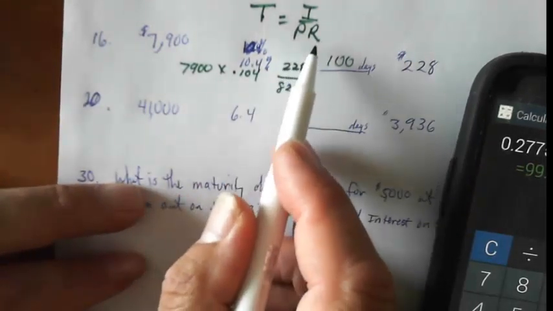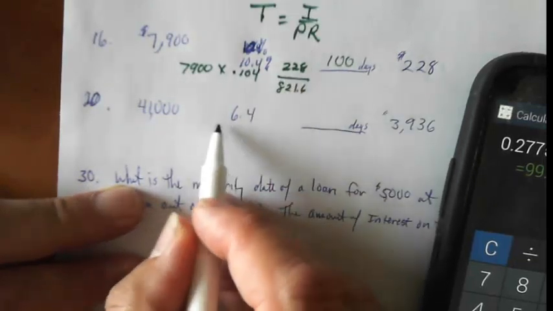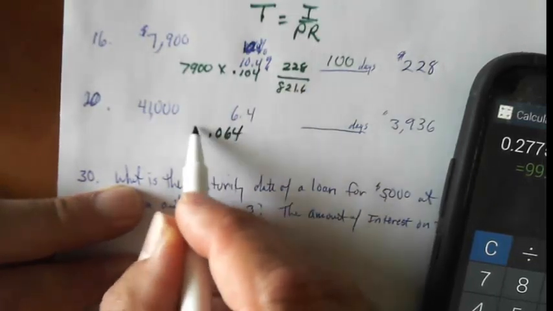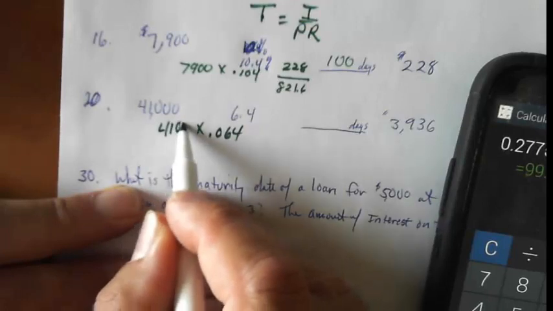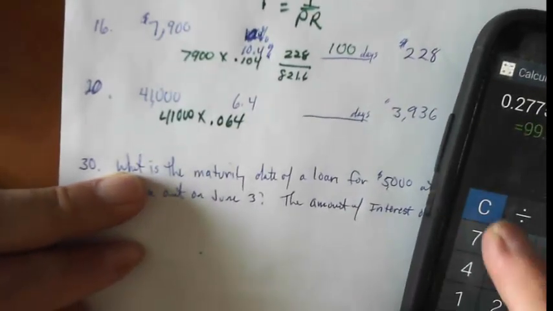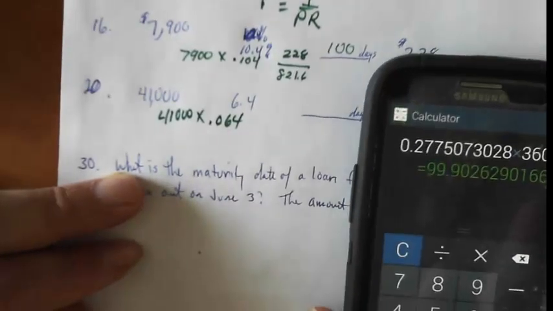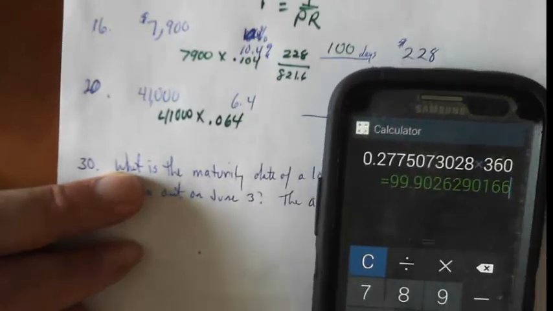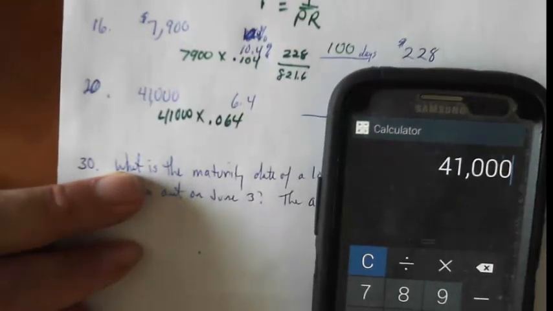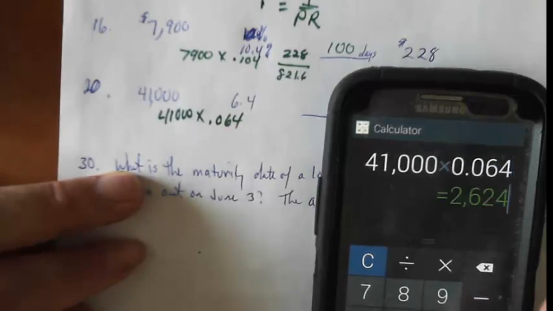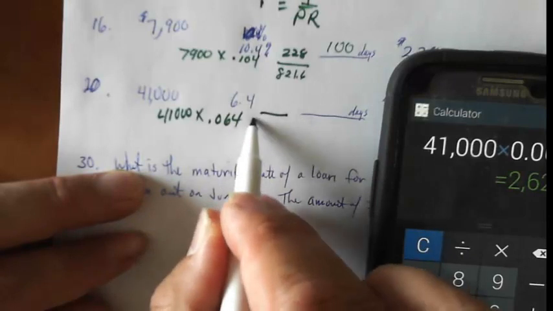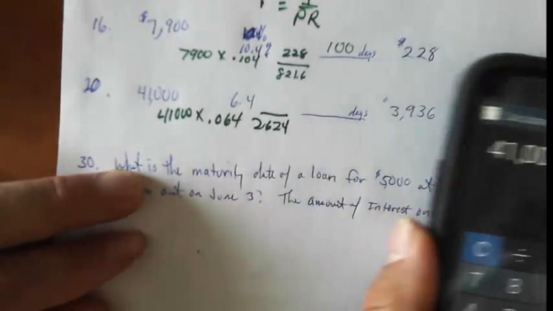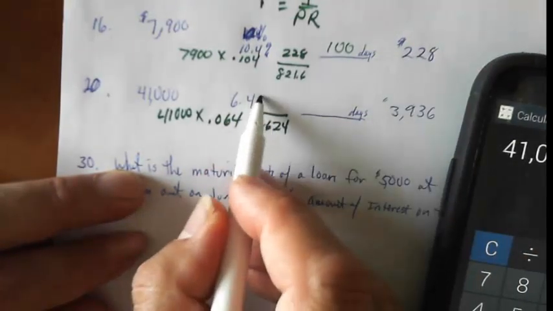So again, principal and rate, change this over, times, so over here so you can see it in here. So 41000 times 0.064 equals, so that's going to be our bottom number. And our interest is on the top.